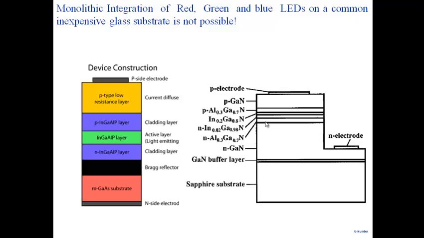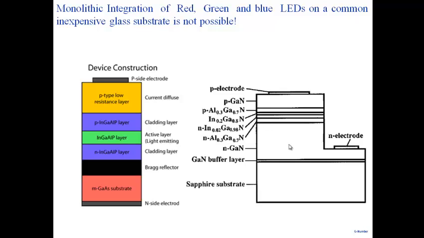Why is it that I can't do that? Because I require crystalline semiconductors, and they require lattice matching. So that's the reason why I can't make red, green, and blue LEDs on any common substrate. I can't do that. And therefore, I can't make a display.